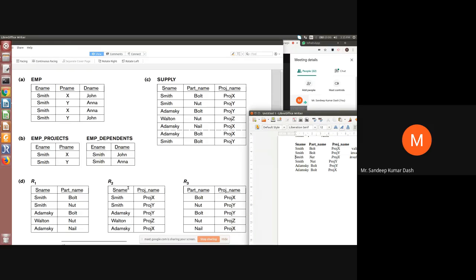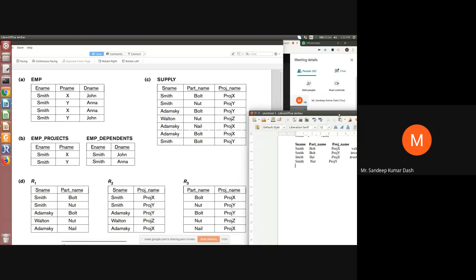Here already you have combined Smith bolt, Smith project X, then Smith bolt, Smith project Y, then Smith nut, Smith project X, then Smith nut, Smith project Y. Okay, these four you have already got. Then you try to combine. Suppose I am removing this because I am considering only the Smith part. I will combine this resultant with R3.